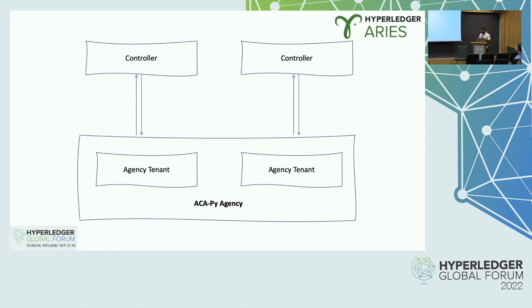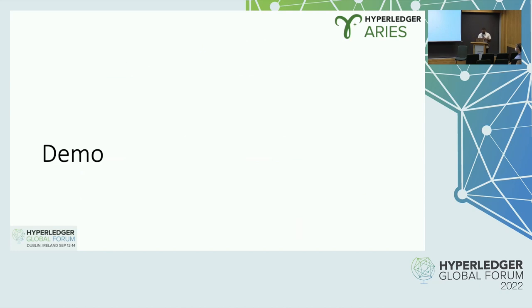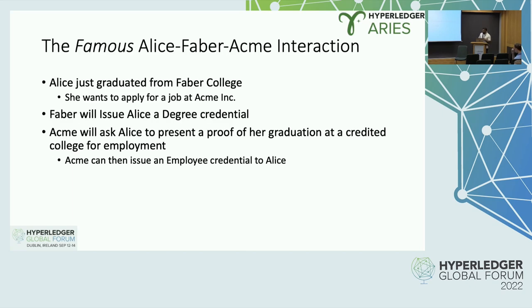So I'm going to show you a quick demonstration of a few controllers that I built that use ACA-Py in the background. Some of you may be familiar with the Alice Faber ACME interaction. In this case, Alice is a graduate from Faber College, and she wants to apply for a job at ACME Inc. So Faber is going to issue Alice a degree credential, and then ACME is going to ask Alice to present a proof of her graduation at an accredited college for employment. And then using that information, if ACME approves, they can also issue an employee credential to Alice.